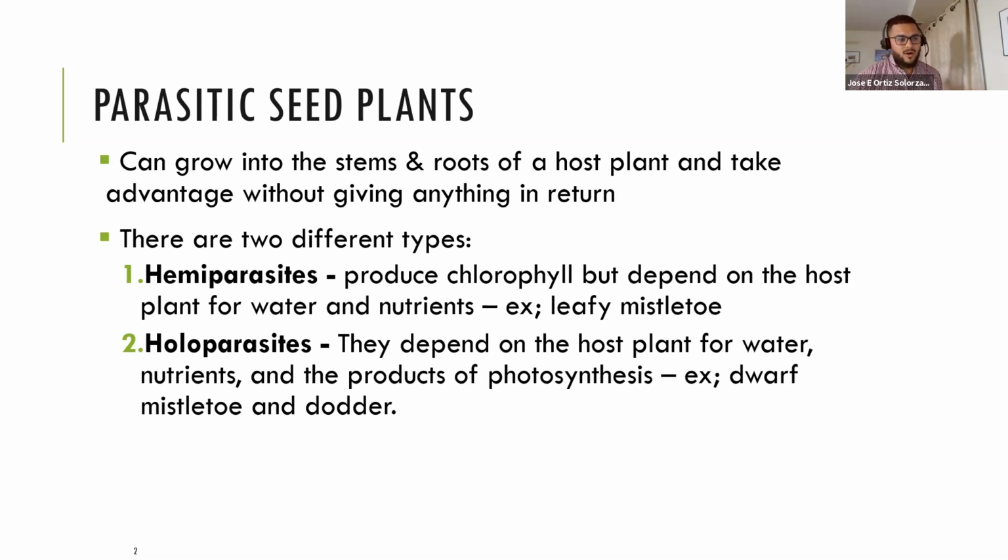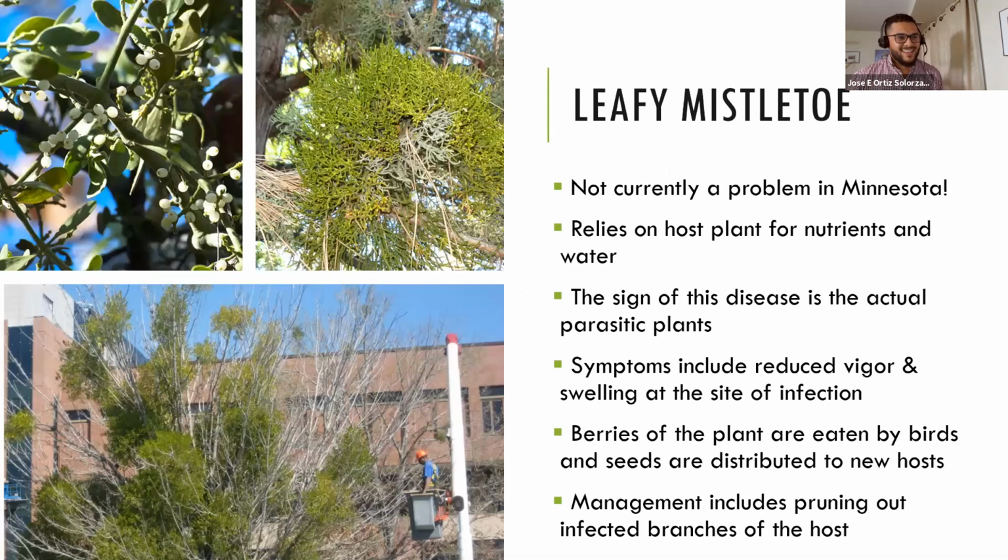So I'm going to go over a few examples of these types of parasites. It's better looking at them than talking about them. So here are some examples. Number one is the leafy mistletoe. This is not a problem in Minnesota, but it's considered a problem in the southern United States.